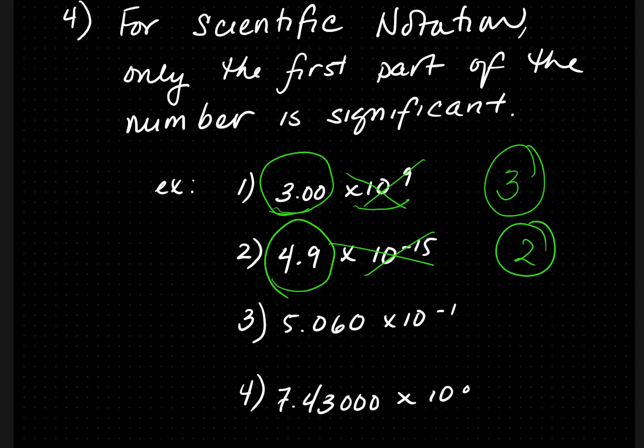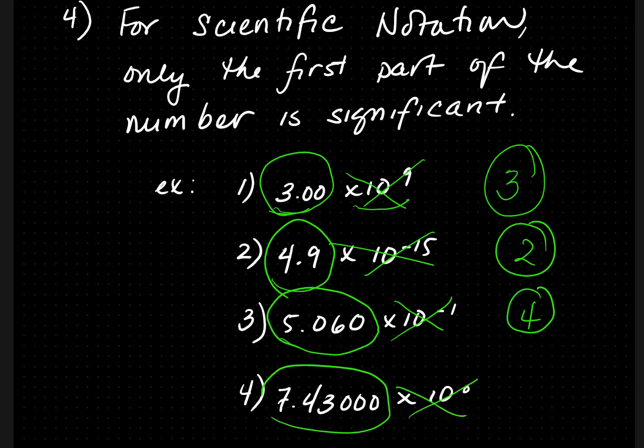So pause the video, try 3 and 4, and check your answers. So for number 3, we ignore the exponent, count everything in the front, so there's 4 significant digits. So for number 4, we ignore the exponent, count everything in the front, so there is 6 significant digits. Again, do not expand these out because sometimes you're going to make an error if you leave decimals in.